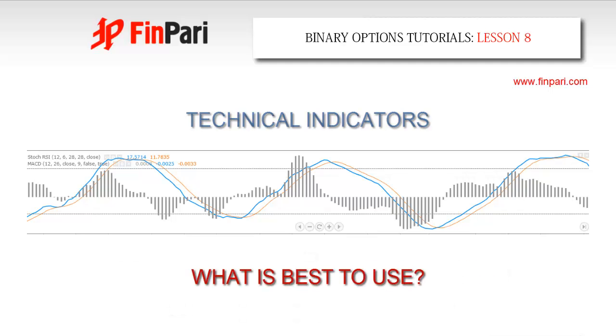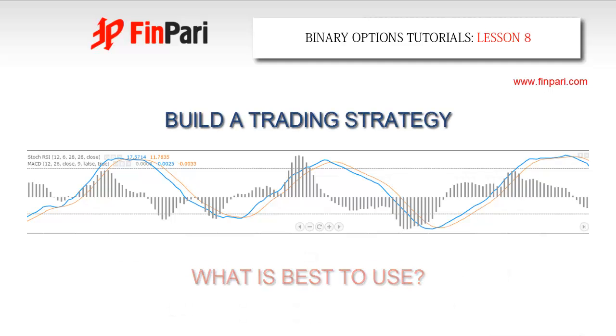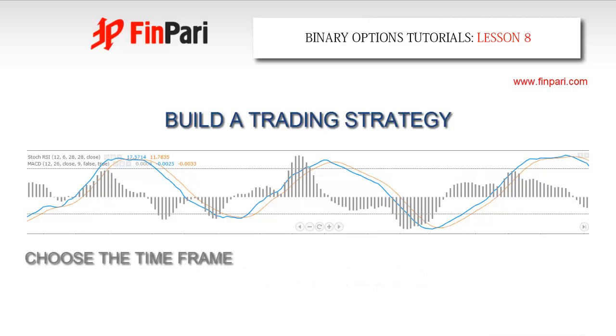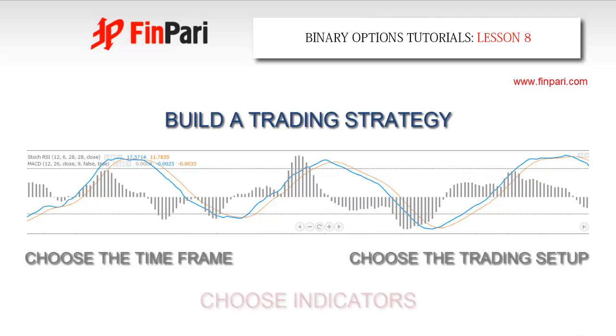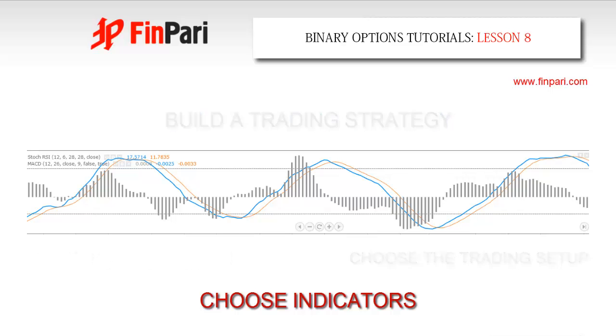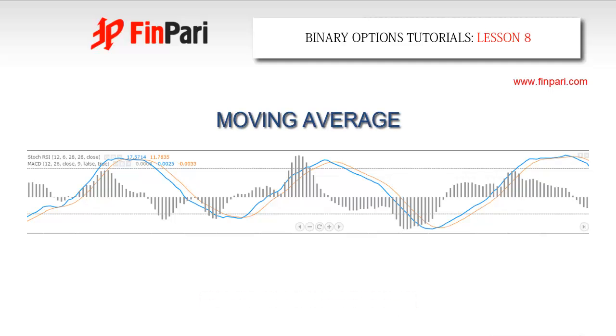What is best to use to build your trading strategy? First, choose the right time frame for yourself. Then choose a setup, such as Pinocchio or inside bar patterns, significant levels, and also look at the indicators, such as Stochastic, moving average, Bollinger band, and Fibonacci levels. So first of all, let's talk about the indicators. And we will start with the most common indicator, which is moving average, of course.